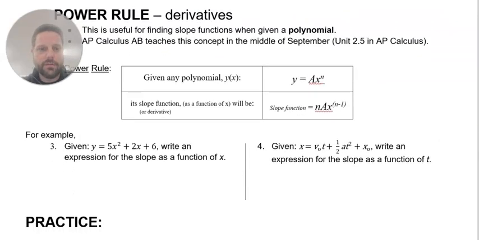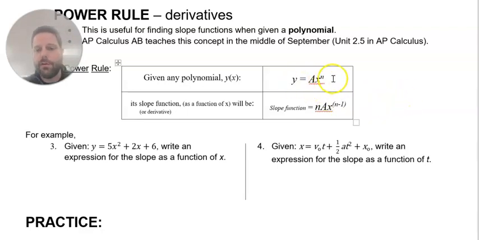Your math class is going to go into this in much more depth, and they're going to show you the proofs for this and everything. But right now we're using it for its utility. We need to get a slope function to do physics. So we're going to go ahead and just apply the power rule for derivatives. Derivatives in general are going to be getting a slope function. The power rule is how we do a derivative for polynomials.